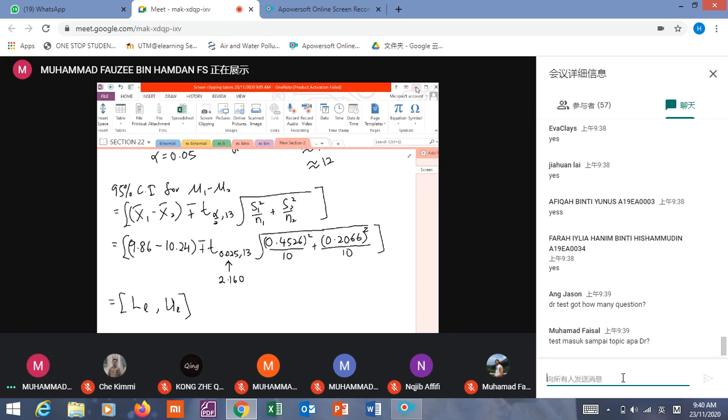Chapter 2: sampling for x bar, sampling for x bar 1 minus x bar 2, sampling for proportion, and sampling for difference between two proportions. And don't forget about the confidence interval for a single proportion.